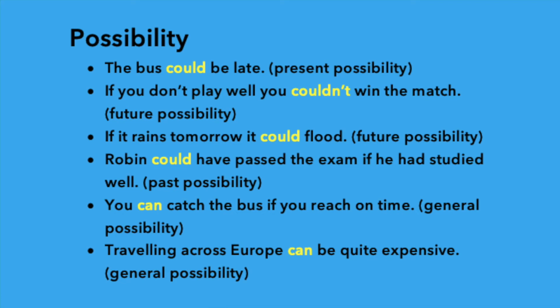Can we use could in past possibility? See the examples. Robin could have passed the exam if he had studied well. There was an exam. It was possible for Robin to study well and pass, but he didn't.